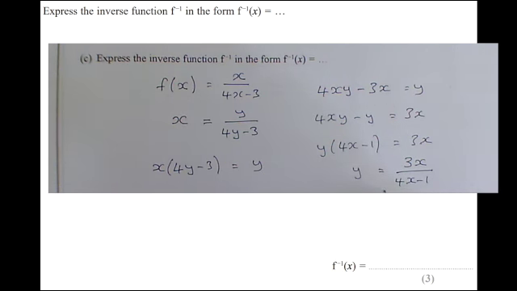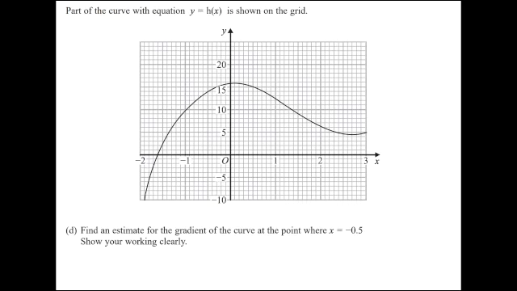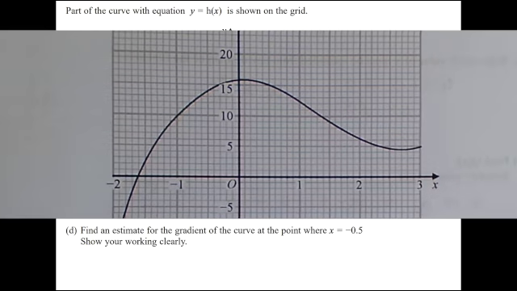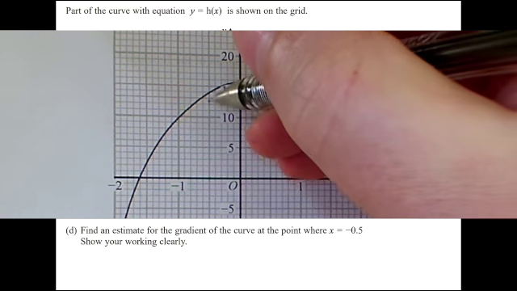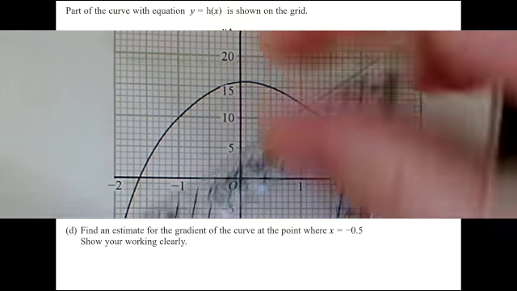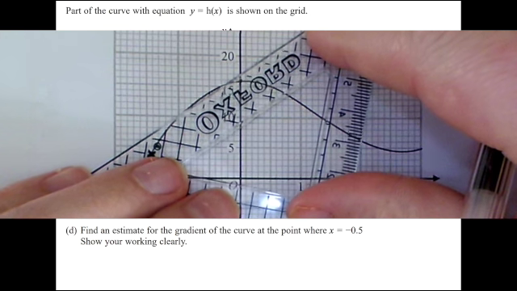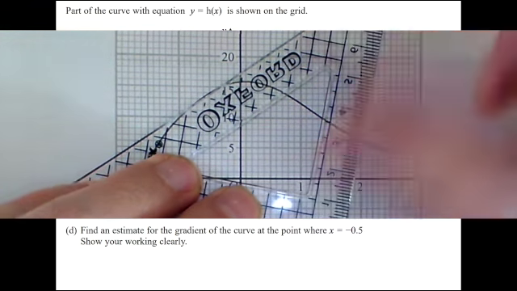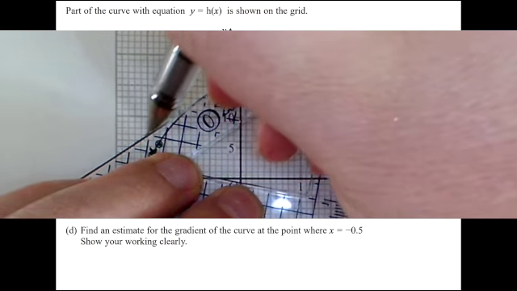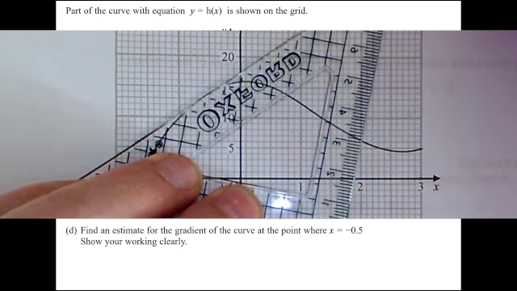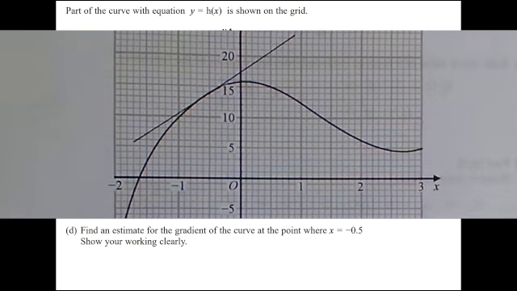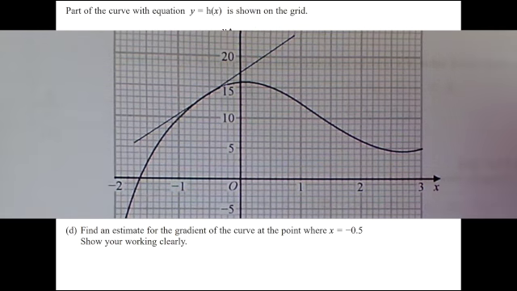All right, so all we have to do now is the last part, which is a gradient question. So I'm going to use my set square in my geometry set. I'm going to go to x equals minus 0.5 and work my way up from the x-axis, follow it up, and you can see that's where they want to know the gradient. So I'm going to put my set square up there and try and get as much of the line as I possibly can. Okay, and does that look like a tangent? Yeah, it doesn't look too bad. Maybe a little bit steep, but it's okay, I think.